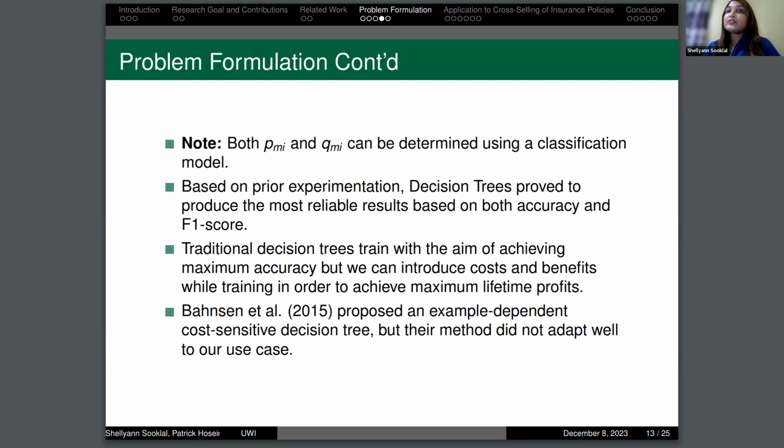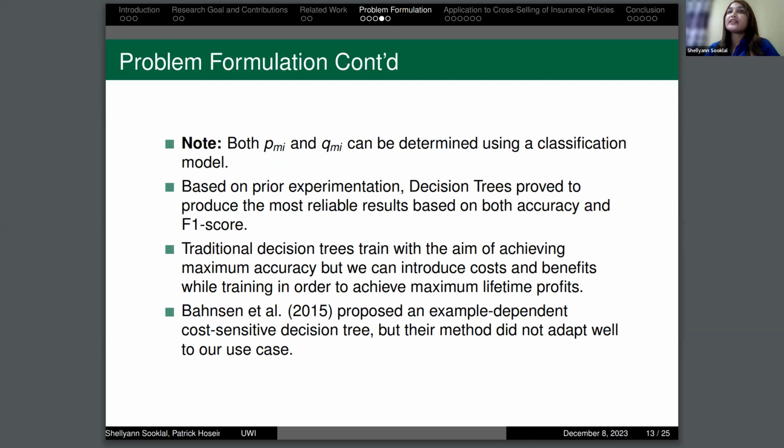Note that both the suitability scores and the cancellation probabilities can be determined using a classification algorithm. And from prior testing, we found that decision trees are the most suitable for our data set in terms of accuracy and F1 score. So it was chosen for our research. The issue with decision trees is that they train with the aim of achieving maximum accuracy, but we can introduce benefits and costs while training in order to optimize based on maximum lifetime profits.